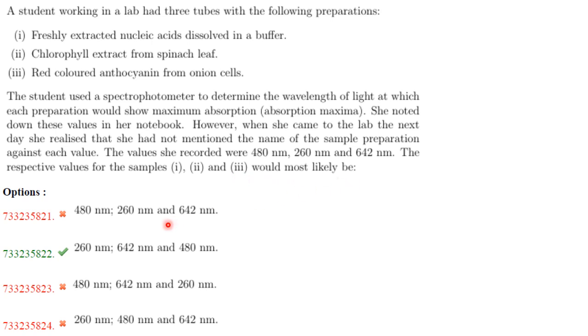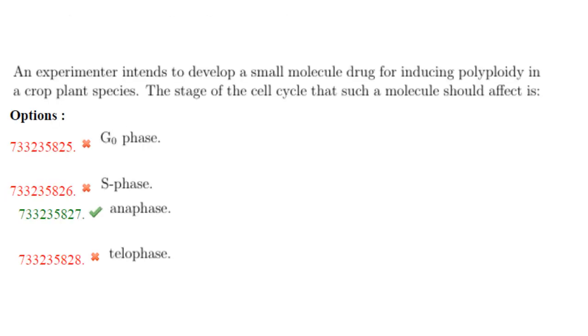So nucleic acid has absorption value at 260 nanometers. So first will be 260 nanometers. Chlorophyll has absorption value at 642 nanometers. So second will be 642 nanometers. And anthocyanin is at 480 nanometers. So third will be 480 nanometers. So the answer is option 2.